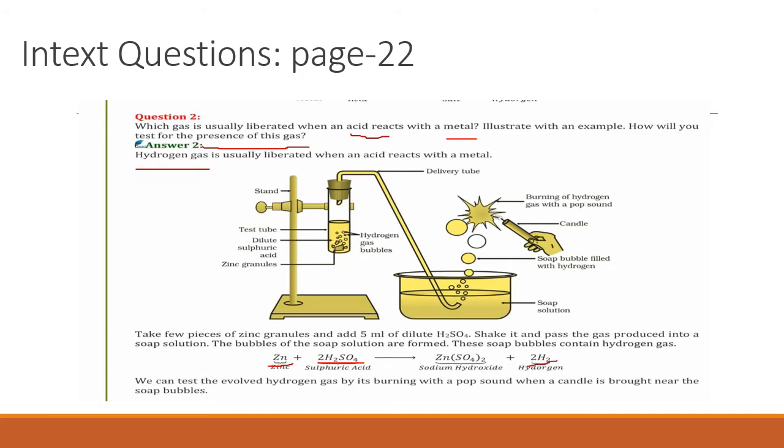Now, how can you identify that the gas liberated is hydrogen? On bringing a burning splinter near the gas, you can see the gas burns with a pop sound. And as the gas burns with a pop sound, we can say the gas liberated is hydrogen gas.